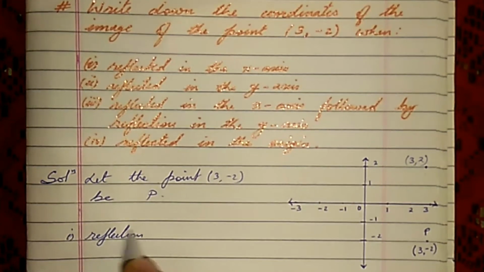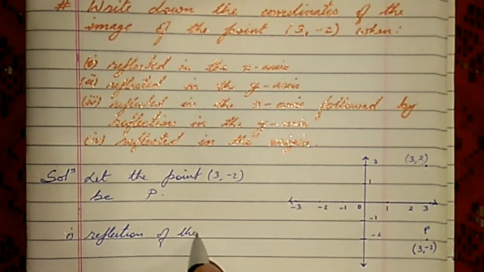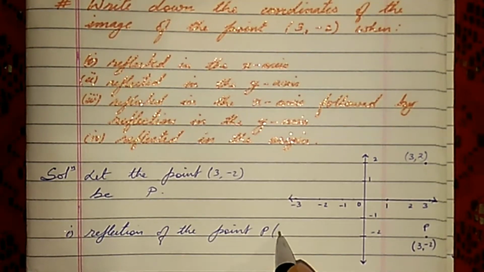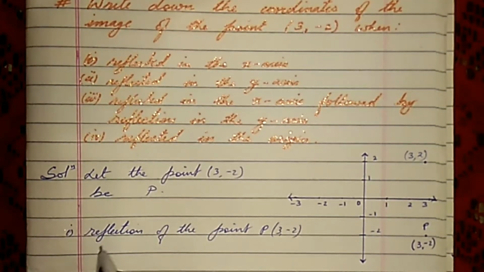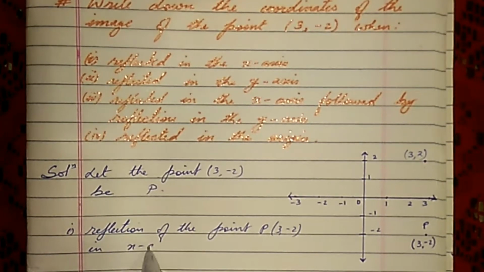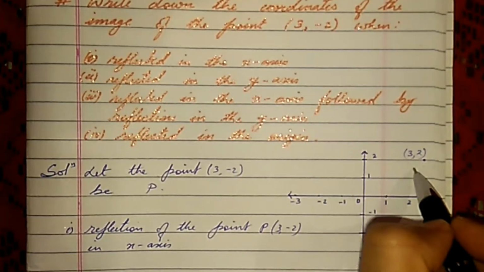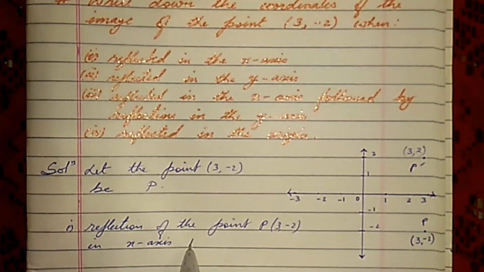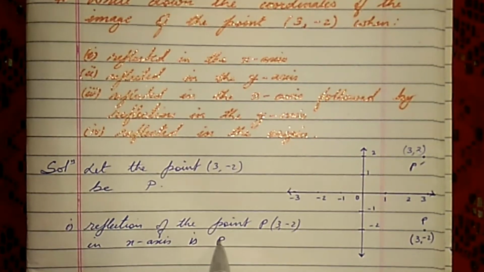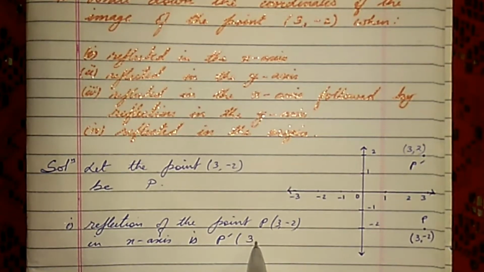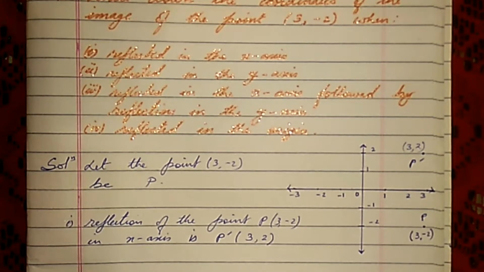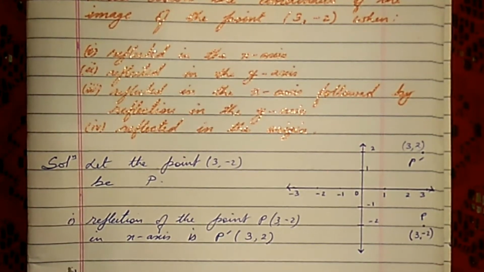So number 1, the reflection of the point P, which is (3, -2), in the x-axis will be, suppose we name this one as P prime, and its coordinates will be (3, 2). So that's the answer to number 1. Let's look at number 2.